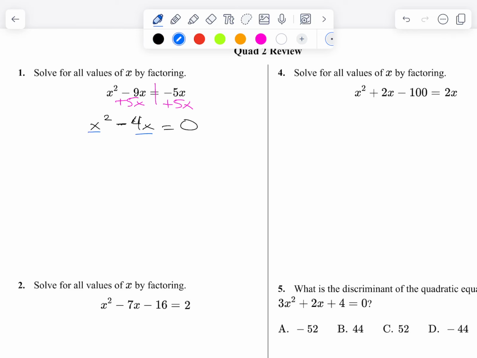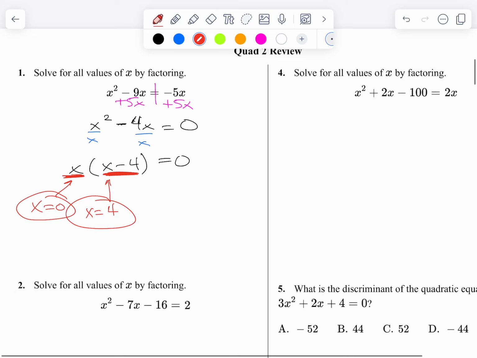I can see there's a greatest common factor. They both have x in common, so I can pull out an x, and I can write it as x times x minus 4. Then to get my answer, I ask, what would I have to make x to make this part in here 0? The number I'd put in there would be 4. So if x equals 4, and then also, what number would I have to put right here to make this part 0? That would just be 0. So these are my two answers.